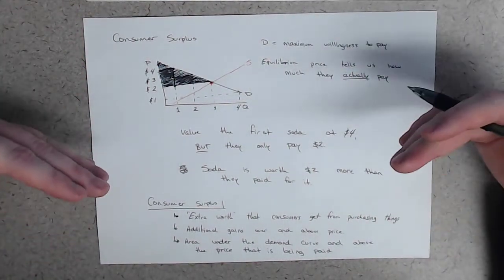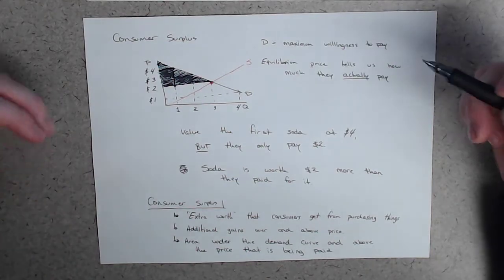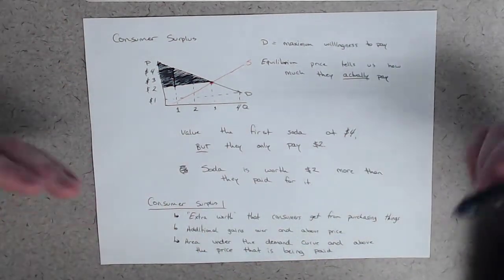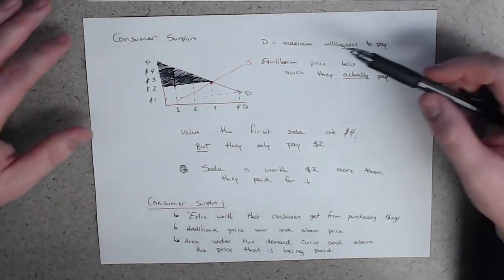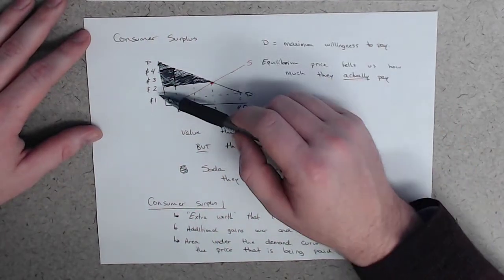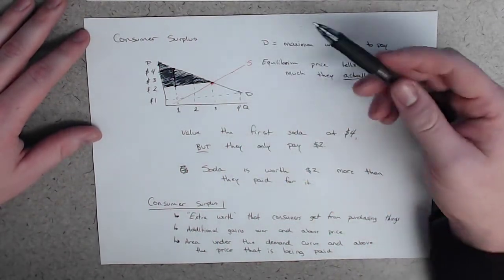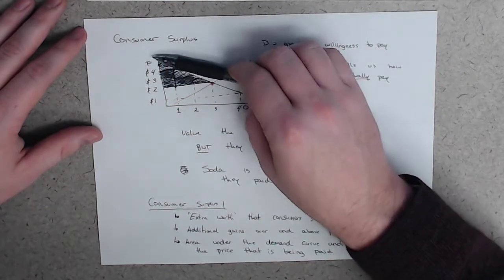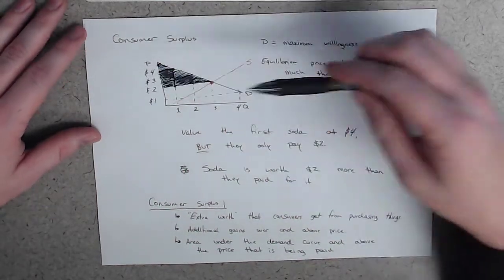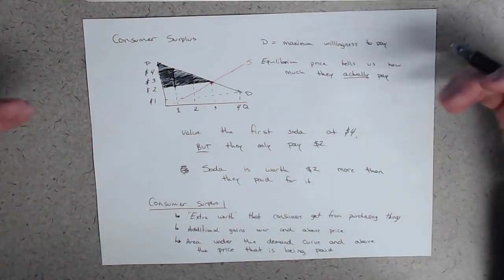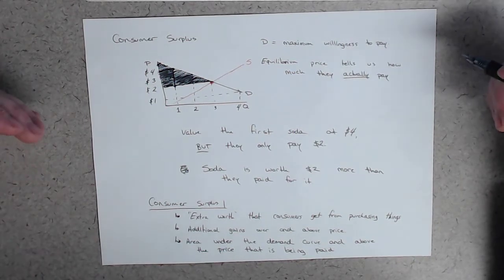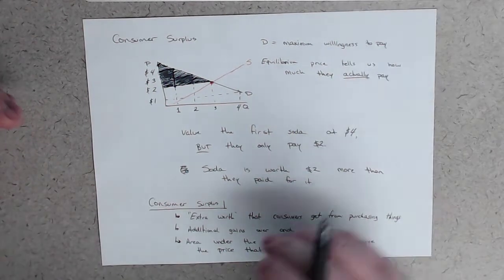So we're going to show some examples where it might not be, okay? But generally speaking, the easiest way to find consumer surplus is to find the demand curve, the price that people are actually paying, and find all the area beneath the demand curve and above that price, right? And that will always be true. That will always be the consumer surplus, okay?